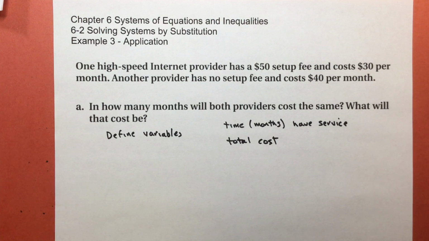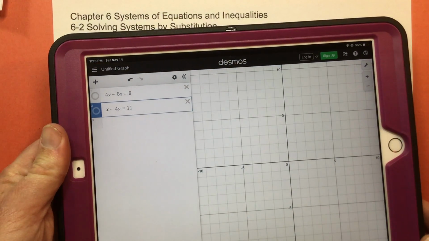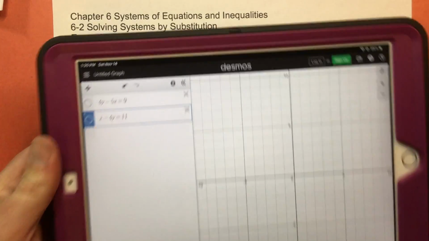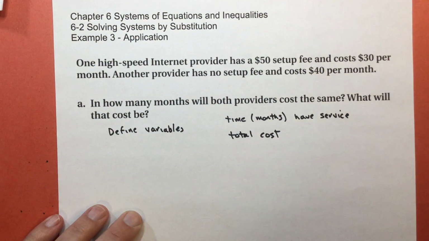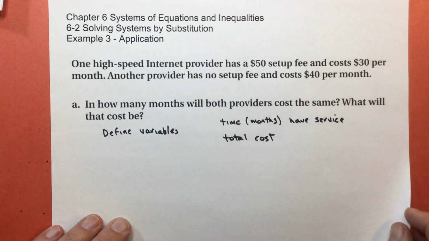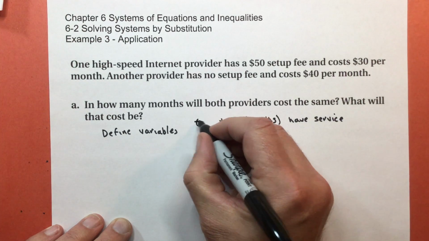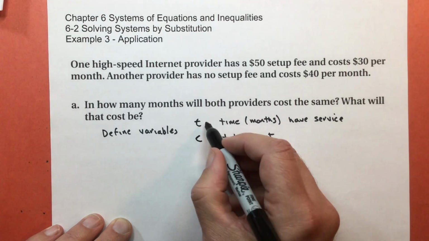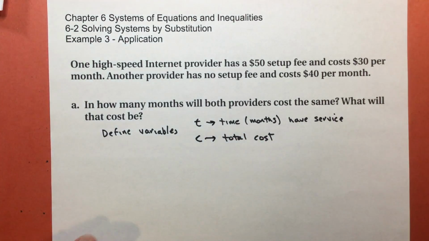What I need is a symbol to stand for those variables. I can do two things. I can go with X and Y, and if I go with X and Y, that means I can use Desmos, because Desmos knows what X and Y are. However, I'm not going to use Desmos for this one, so I can use T for time and C for cost. I'm going to let the letter T represent the time in months that you have the service, and C represent the total cost.